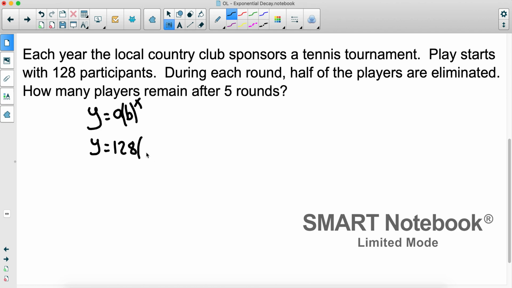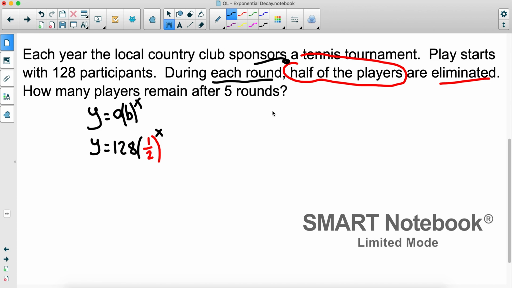B is our growth rate, which in this case is decaying, so it's going to be between 0 and 1. But I don't see a percent here. But here is what tells us. Half of the players are eliminated. So I'm going to put in a half here. It's kind of like in the other problems for growth, when we had doubled or tripled, we would just put 2 or 3. When something is being halved, I write just a half. Okay, so x in this case is going to be each round, because after each round is when half the players go. So x is each round.